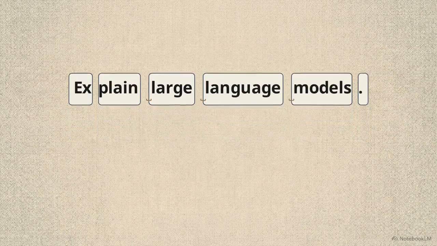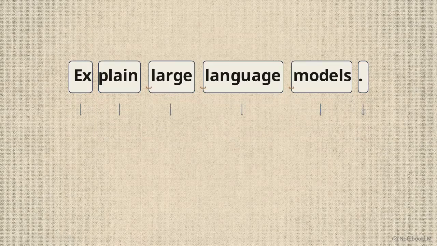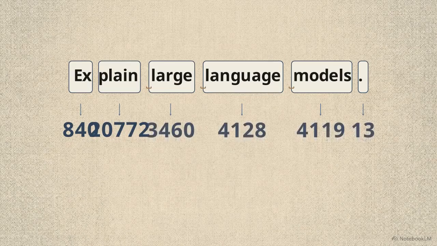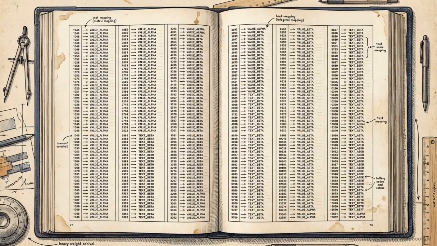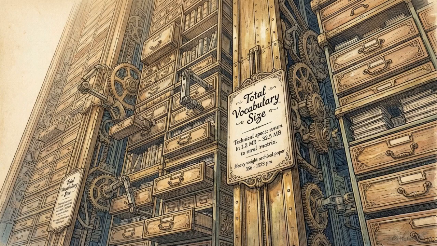From there, a lookup table assigns a specific integer to each block. X becomes 840. Plain becomes 20,772. These numbers are the token IDs. These IDs are drawn from the model's fixed vocabulary. Qwen3 has a vocabulary size of roughly 151,000 possible tokens, which dictates exactly how high these numbers can go.